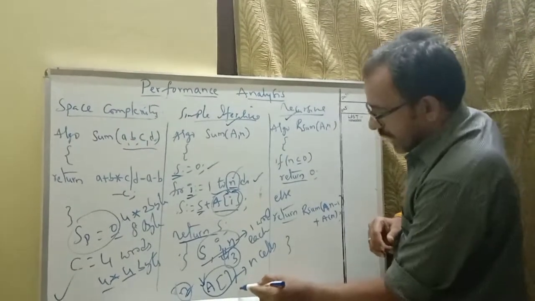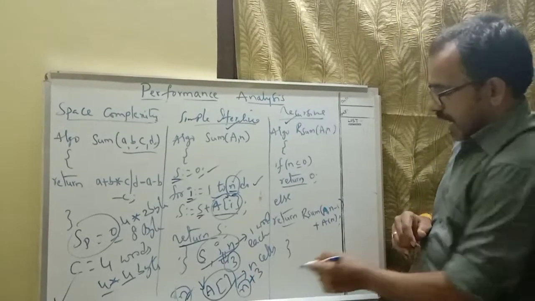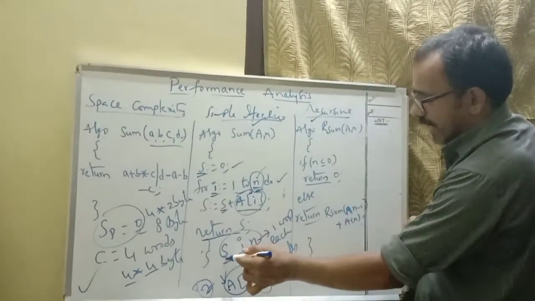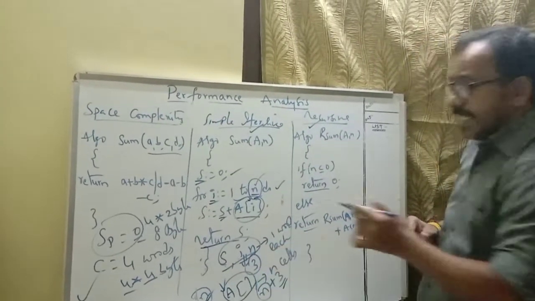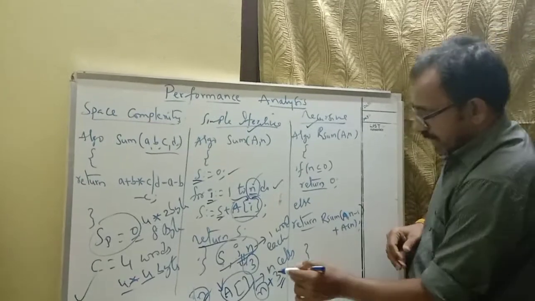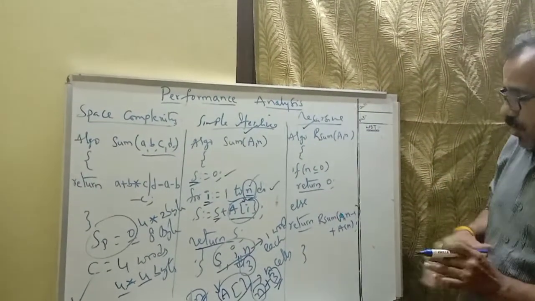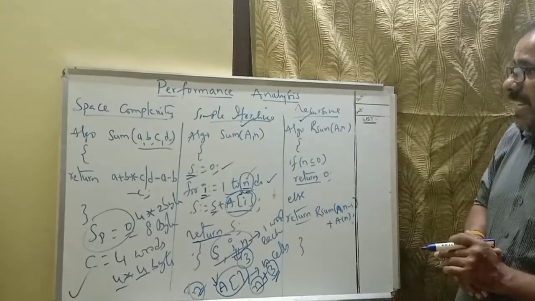So how many cells are required now? N plus 3. N is the space required by the array, and 3 is 1 each for s, i, and n. S requires 1 word or 1 empty cell, i requires 1 word or 1 empty cell, and n requires 1 word or 1 empty cell. Those 3 are here, and n is the array's required space. So totally n plus 3 cells are required by this simplest iterative procedure.